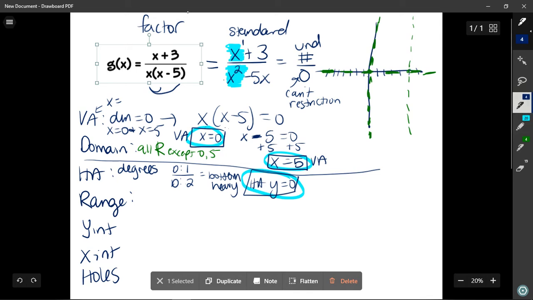Now, since we found our HA, we know our range. If you look at this graph as if you're going up and down, if I go up and down here on this y-axis, I see that I can plug any x value above 0 and any x value below 0. So that tells me it's all real, except when y equals 0.